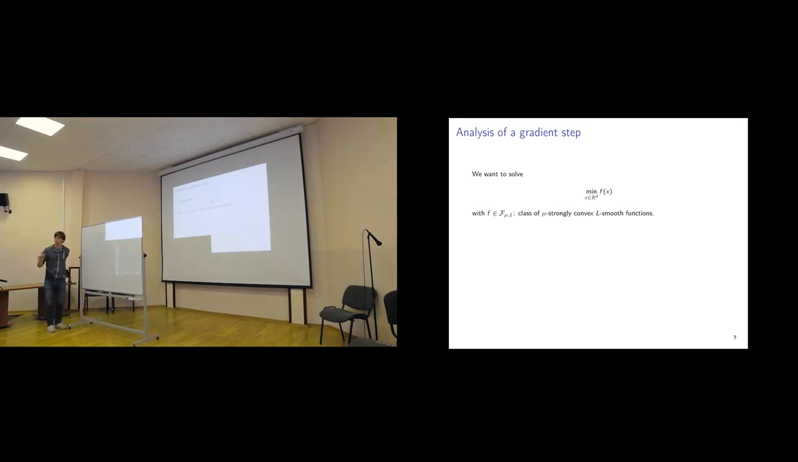Usually, what we start with is basically gradient descent. So let's say we want to minimize some function f of x over R^d. That's the starting point. Let's say that f is in some class of functions, otherwise you will be able to say nothing.